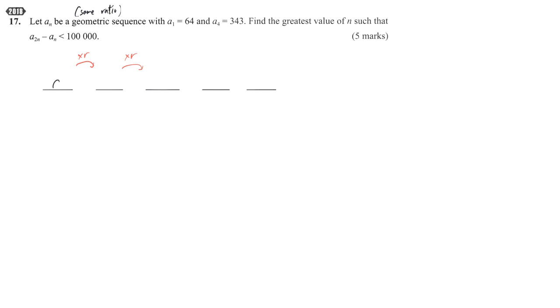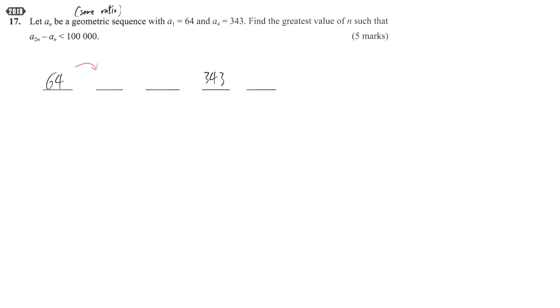So basically, if the first one is called A1, then the next one we'll call A1 times R, and then A1 times R squared, A1 R power 3, something like that. So that's the pattern of a geometric sequence. In this case, they're talking about A1, that means the first one is 64, while the fourth one, 1, 2, 3, 4, is 343.